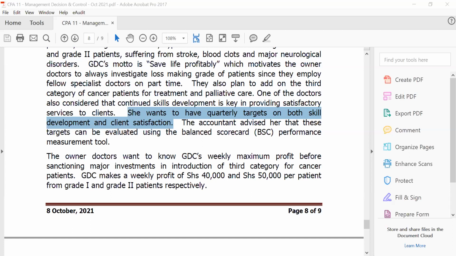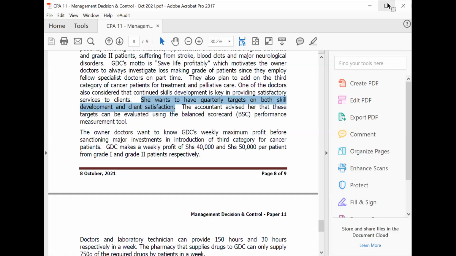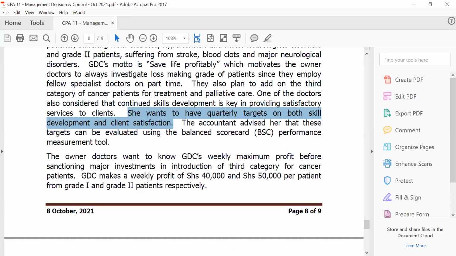But I see that most of these sections will come in the aspects of the client satisfaction systems, because there is so much on that line, then learning and growth. So skills development actually falls under learning and growth. Client satisfaction, of course, the client performance, falls under the customer perspective. We already have that parameter under the balanced scorecard. So you can read more about it and see how to relate.